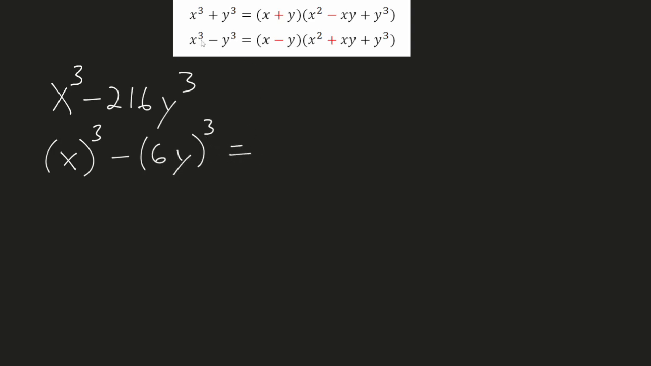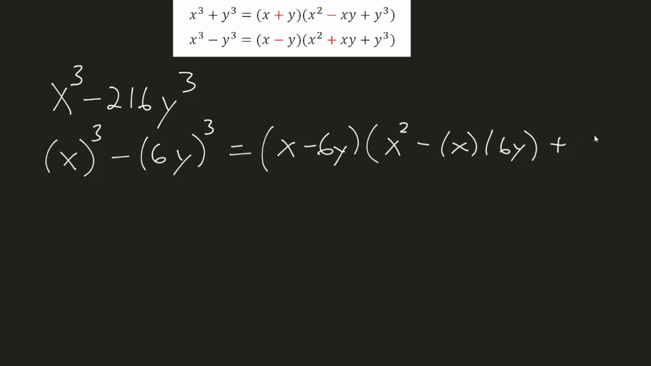So let's go ahead and plug into the formula. What do we have here? We have x minus 6y, the quantity inside the parentheses, times the x quantity squared minus the x quantity times the y quantity, right? 6y plus the y quantity squared.